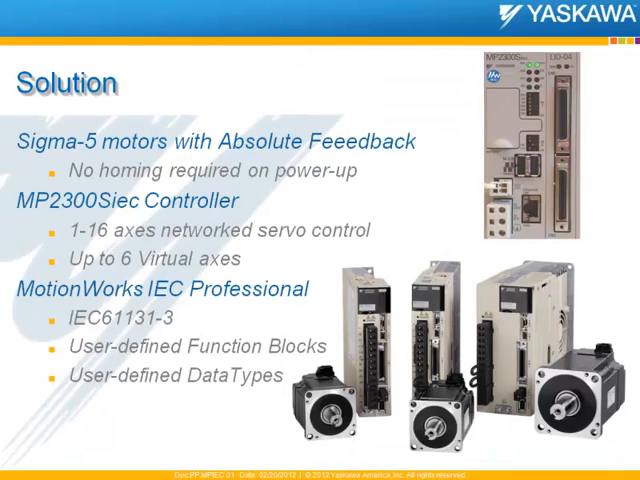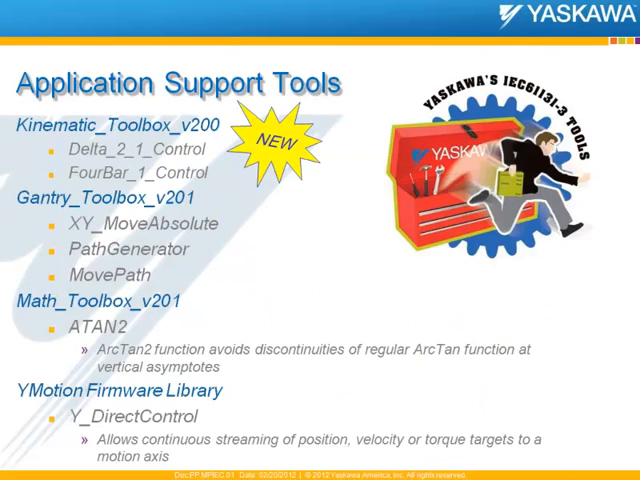As we approached this solution, we used our standard controllers. The MP2300 SIEC has up to 6 virtual axes, and we're going to make good use of those, as I'll show you. We use MotionWorks IEC Professional version 2. As many of you know, it's an IEC 61131-3 based environment. One of the main advantages and keys to solving this application is the ability to define your own data types and function blocks. And speaking of function blocks, that's led us to our application support tools.